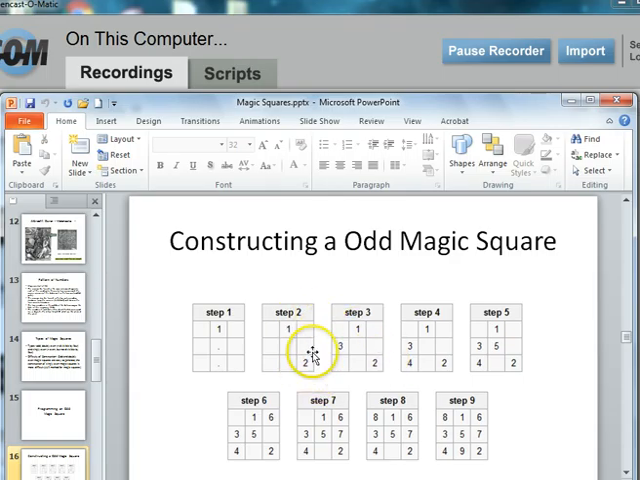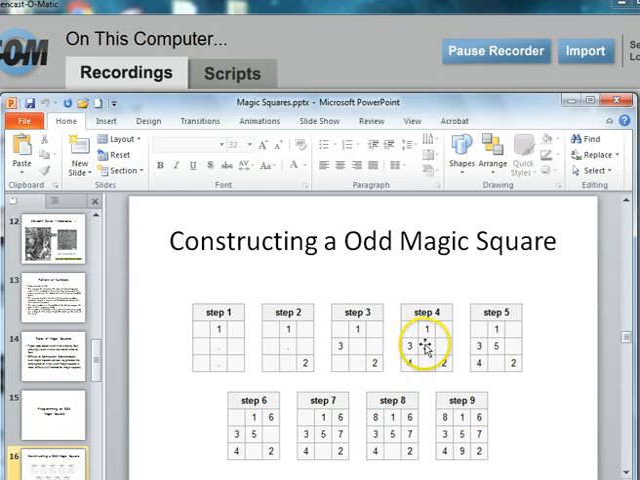So now we have 1, 2. Now we need to go up and over again, but we're outside of the array, so we wrap around to this square on the left-hand side, and so we get 3. And so now we're in this square. Now the rule is we want to go up and over, but it's full. So the rule is we go back to where we started and then go down a square.